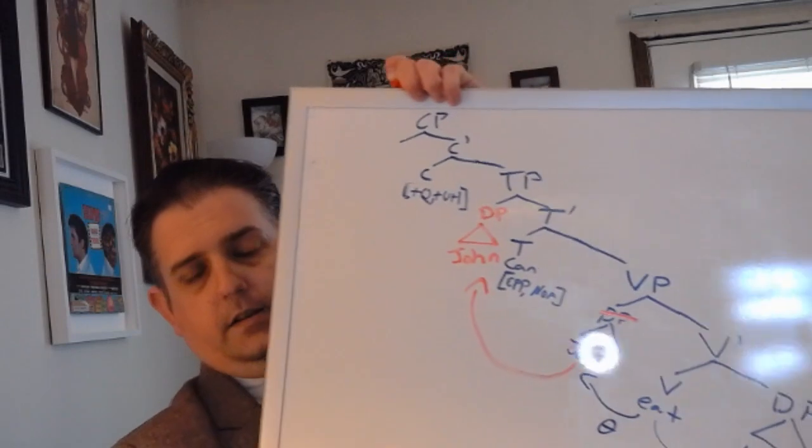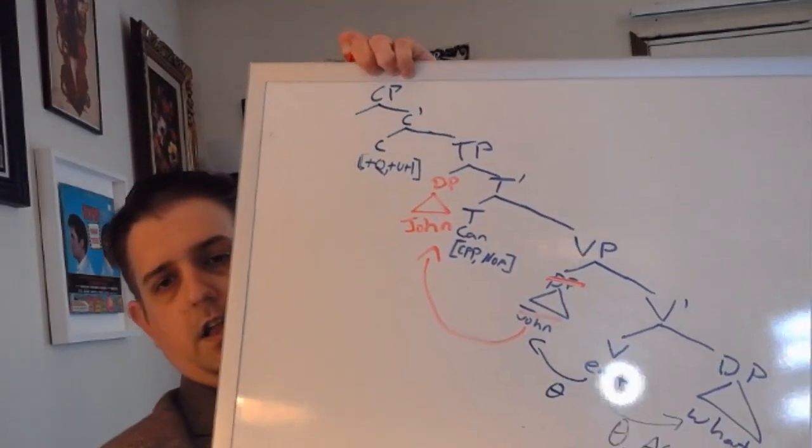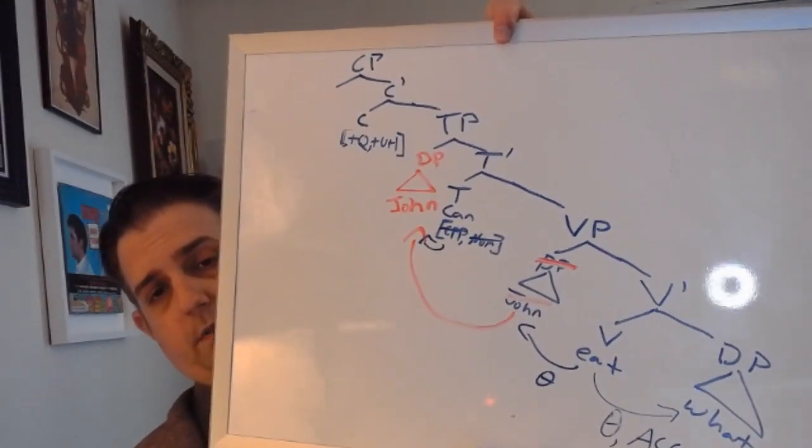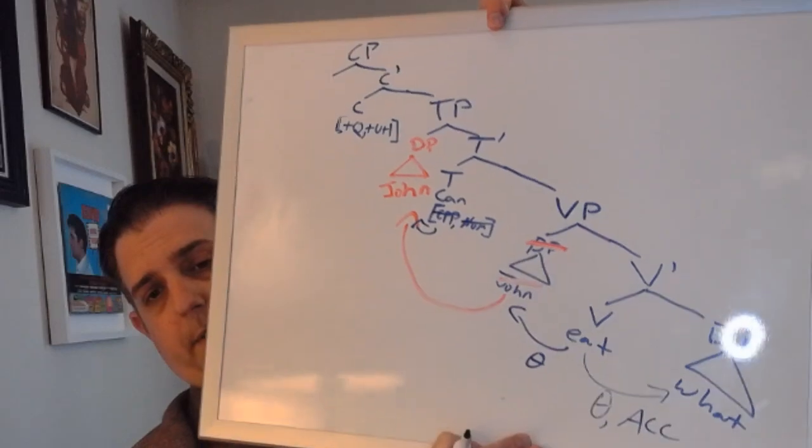John is going to raise into this specifier T position. And in that position, John can satisfy the EPP and get case from T. So it gets nominative case there, so John is happy.